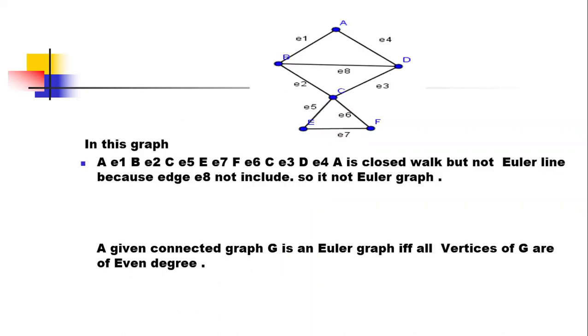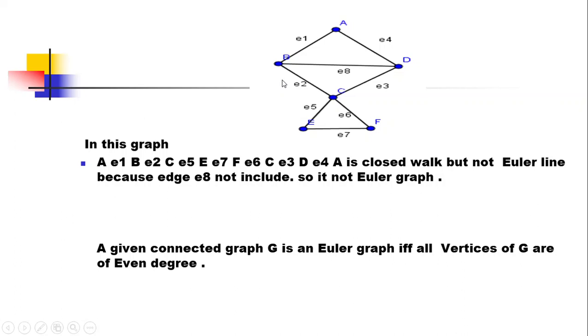Let us discuss the third graph. There are 6 vertices here, A, B, C, D, E, F, and there are a number of edges, and let us create a closed walk. So let's start with A, E1 B, E2 C, E5 E, then after E7 F, E6 C, E3 D, and E4 A. So in this it is a closed walk from A to A, but it is not called an Euler line here because we cannot cover this E8 edge in this closed walk.